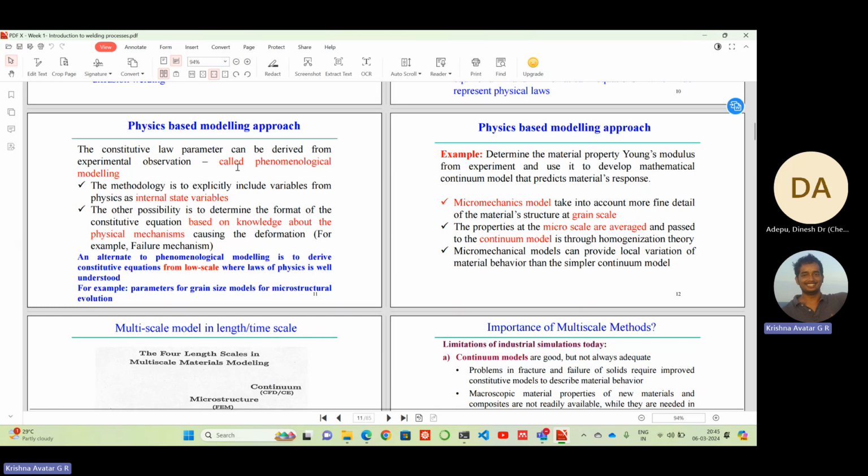And then we determine those parameters which form that relation. So that is what it is, a phenomenological model. And the other is what we call the physics-based model. In this case, we move from fundamentals, from a first principles approach.